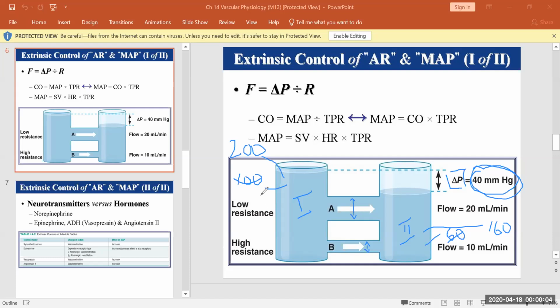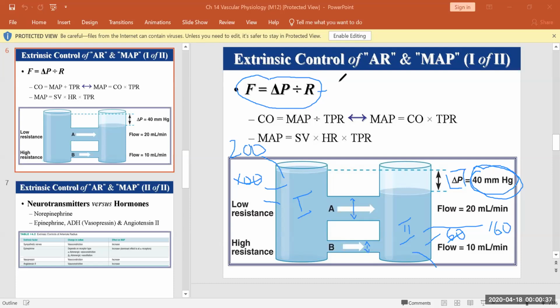So you don't care about the absolute pressure in compartment 1. You don't care about the absolute pressure in compartment 2. What you're interested in is the difference between the two pressures, because that difference will be the force driving a liquid through a tube. And that relationship is beautifully described here in a mathematical relationship, okay?